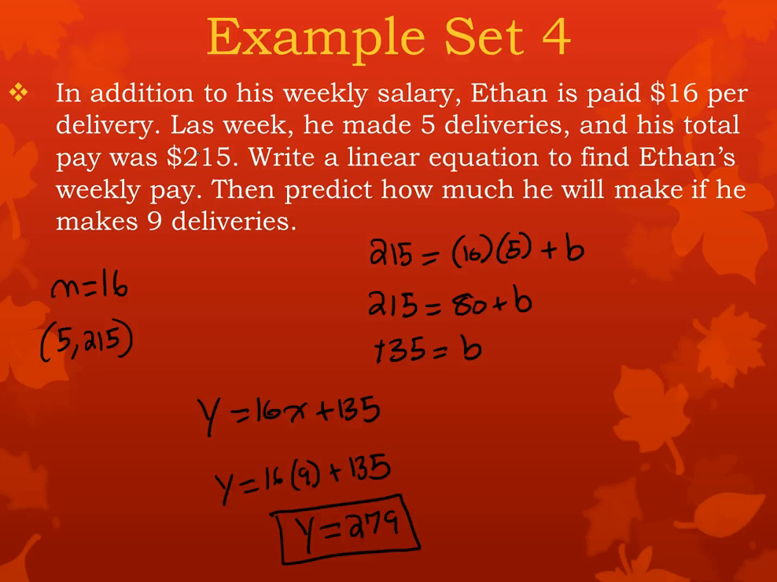The other number, 215, represents how much he made based off those 5 deliveries. That's why it's y. Alright, so next time we're going to talk about how to write the equation of a line in a different form, point-slope form. So that'll be next time.